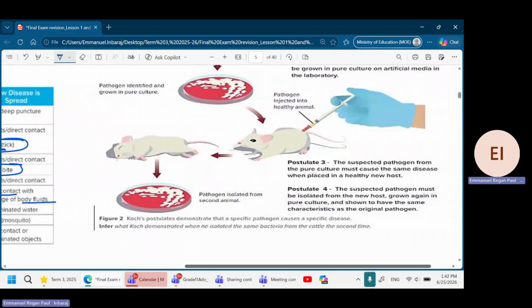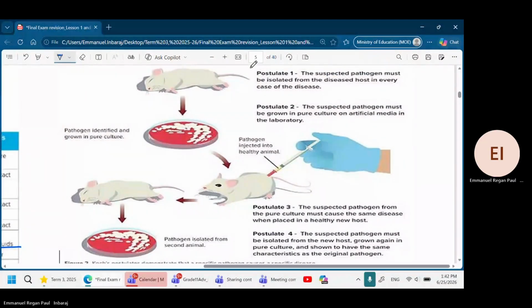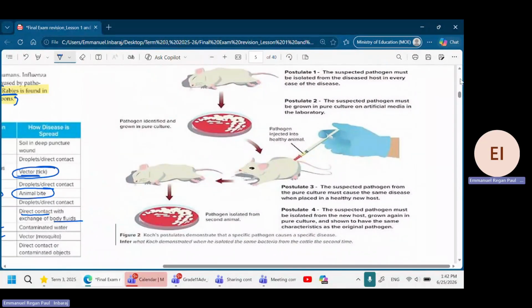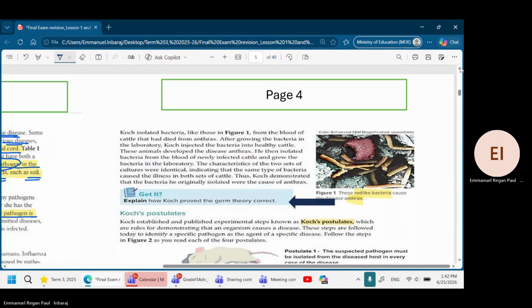But before that, let's also finish this and then we'll see together. So let's see this. There is a scientist called Koch. So Koch isolated bacteria. From where did he isolate the bacteria? From the blood of cattle that had died from a disease called anthrax. So try to understand. This picture will be coming in the exam.